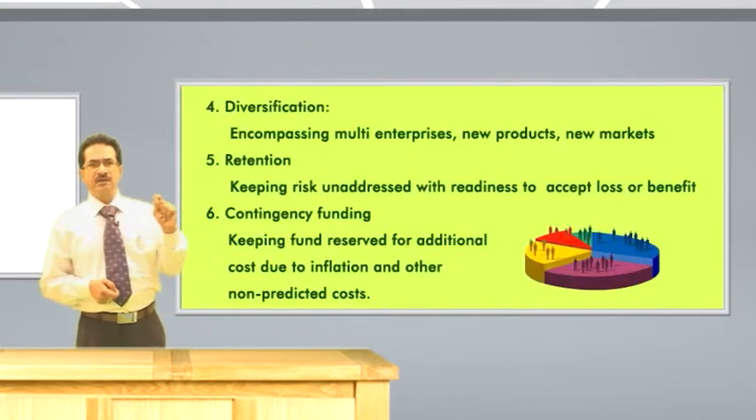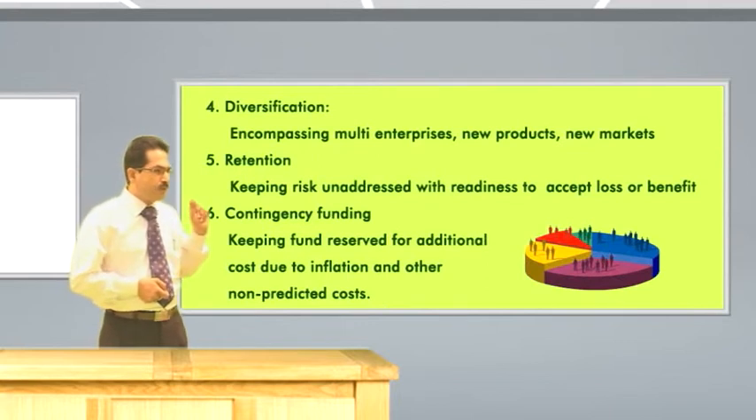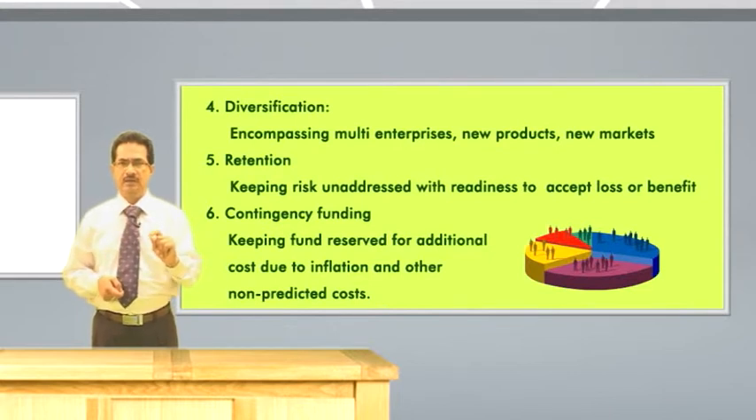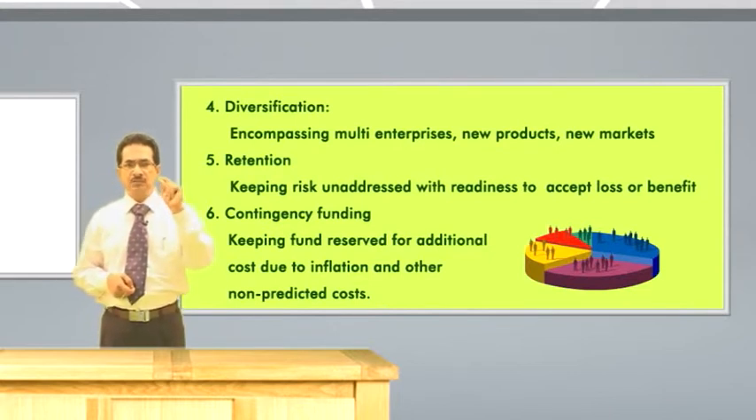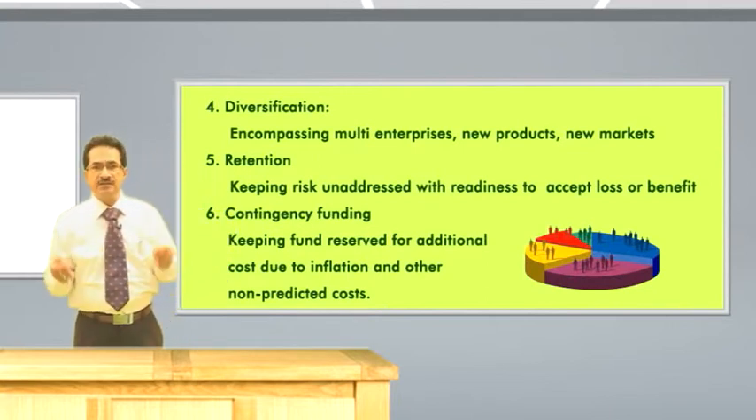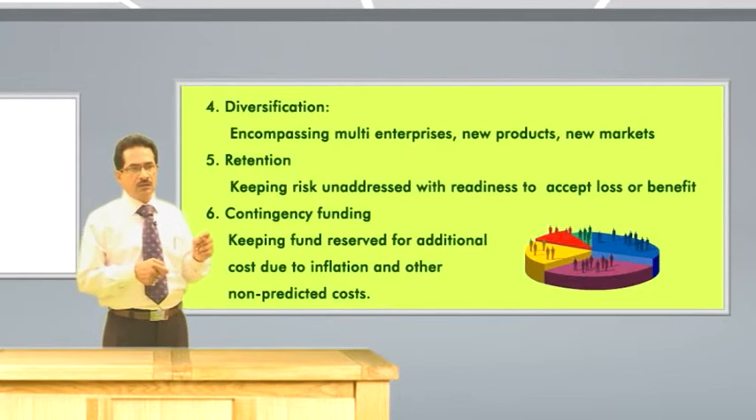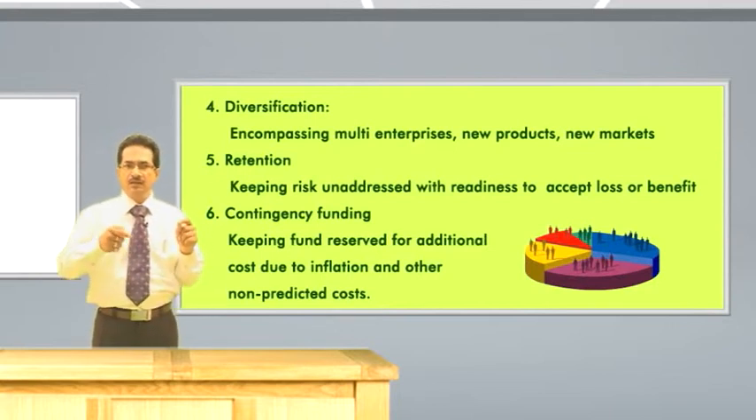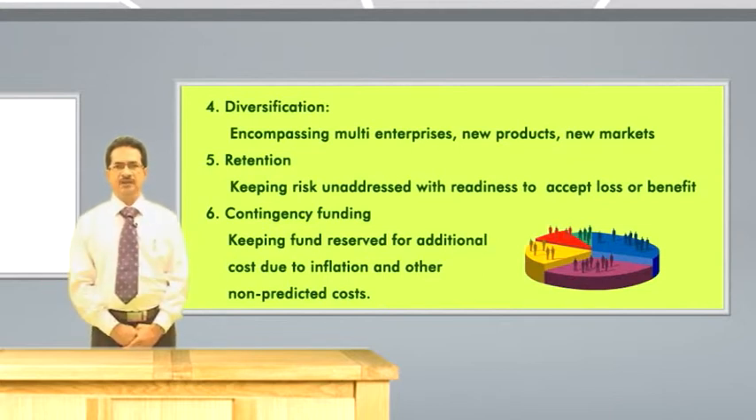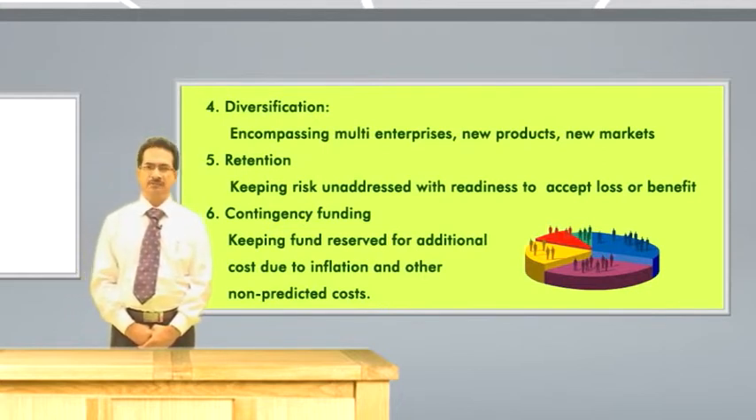Now the fourth method is diversification. Now this is actually very important and applicable to our agricultural projects. Diversification means encompassing multiple enterprises. It also implies inclusion of new products, new markets. Now the fifth method is retention, keeping risks unaddressed with readiness to accept loss or benefit.